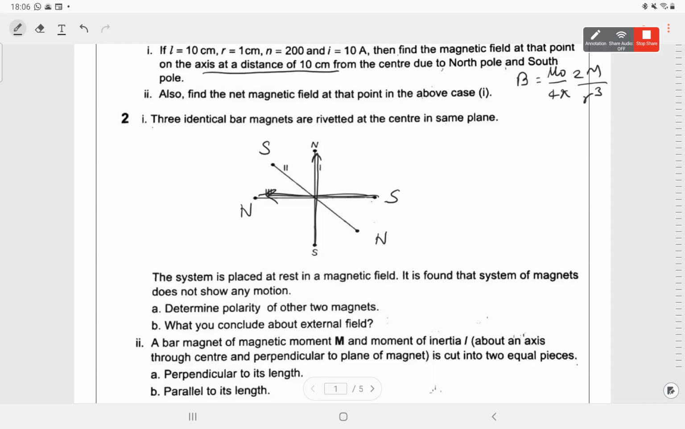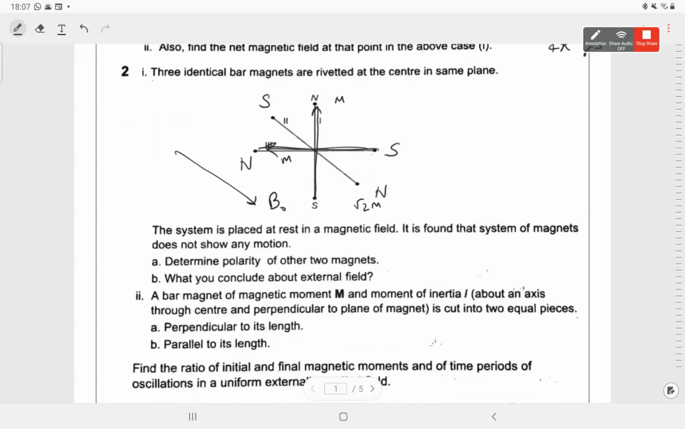Right, so there are three identical bar magnets riveted at the center in the same plane. Their dipole moments will be m and m, and the third one's dipole moment has to be √2m. Only then will they cancel out, because of the vector summation. What do you conclude about the external field? The external field is also constant, and that is in the direction of the resultant. That will be the direction of the external field. And that is why there is no motion, no rotation, or no oscillation.